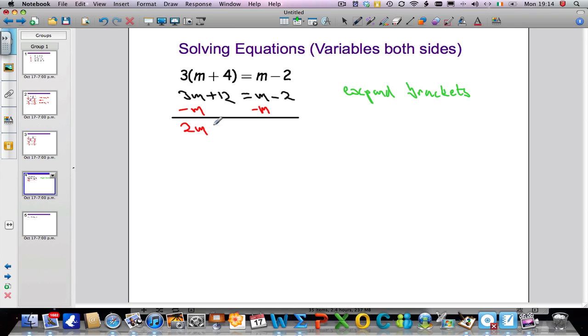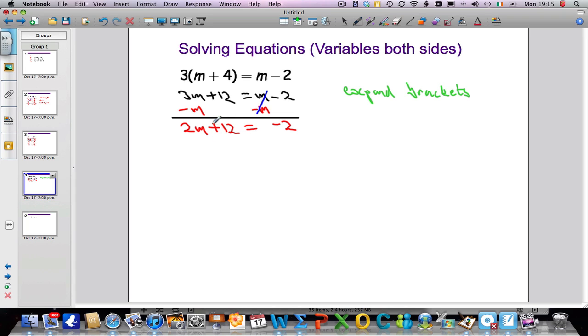The 12 I haven't touched, so I'm going to bring it straight down. The equal sign again is directly underneath. We try and keep everything nice in line here. m take away m, they cancel out, that becomes 0. And then we're left with this minus 2. Minus 2 is still there, haven't touched it yet. That's the first step.